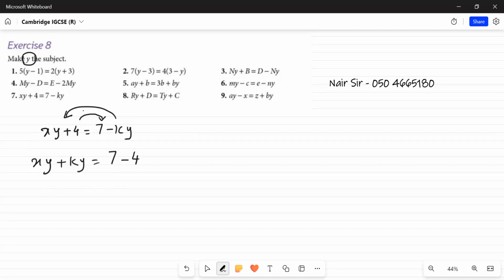Now, can I take y common in this? y times (x plus k) is equal to 3. Now, this is multiplied. Opposite of multiplication is division. So y is equal to 3 upon x plus k.